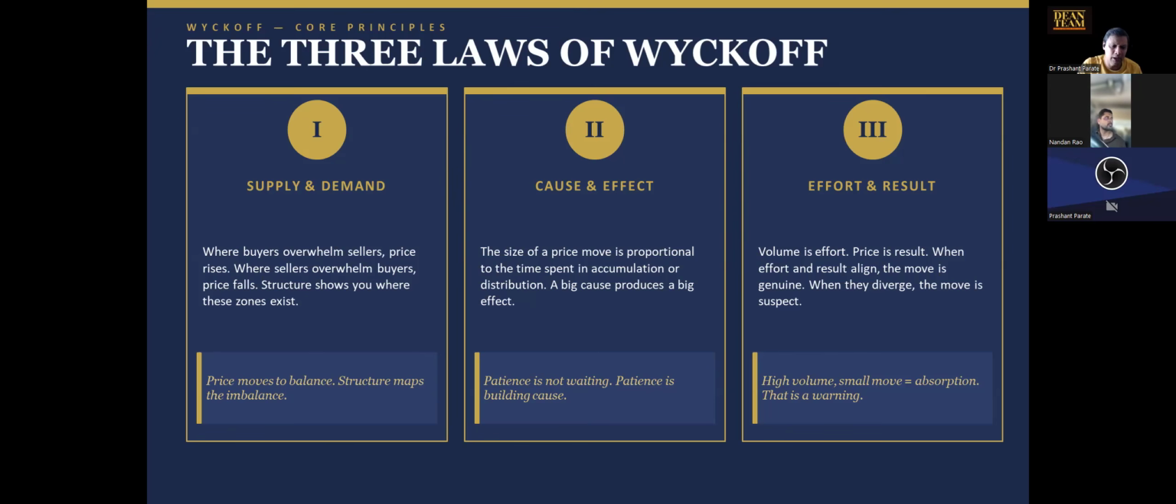And effort versus result is more useful when we are looking for a contrarian kind of trade. So all these principles will be discussed in two different sessions. The three laws require two sessions.